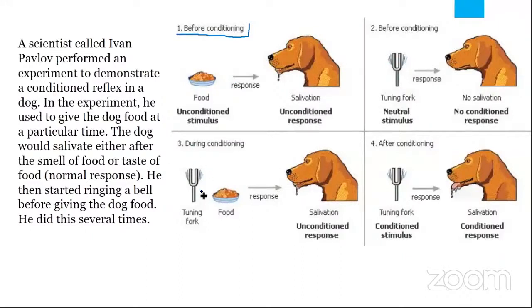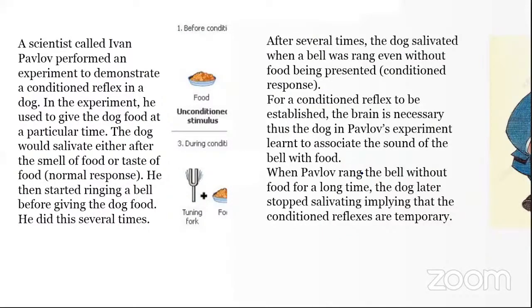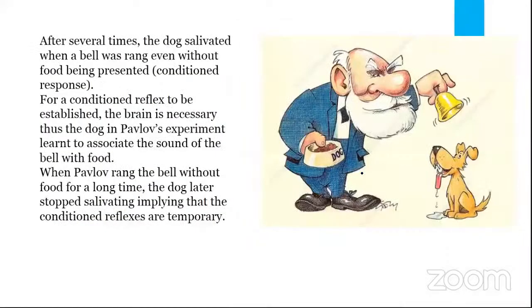Then another one, during conditioning. Ring the bell, bring the food, the dog salivates. Then after conditioning, he would ring a bell and the dog would salivate. That means it had become a conditioned reflex. The dog had learned. And then after several times, of course, this is what I've just explained, over a very long time, the dog later stopped salivating.